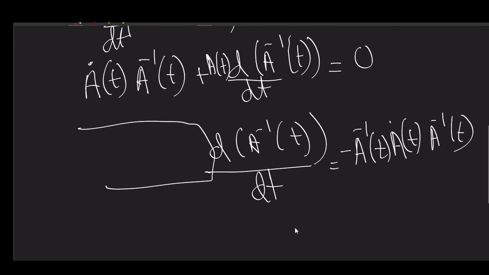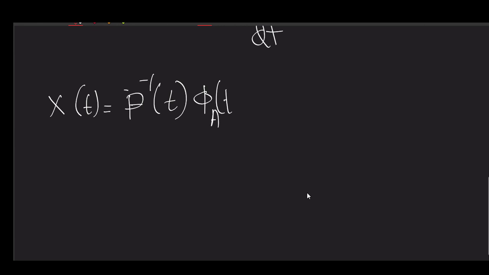So this is the result we are going to exploit here. Now we can apply this here to write that x t is equal to, first of all, P inverse t phi A t comma tau P tau, right?